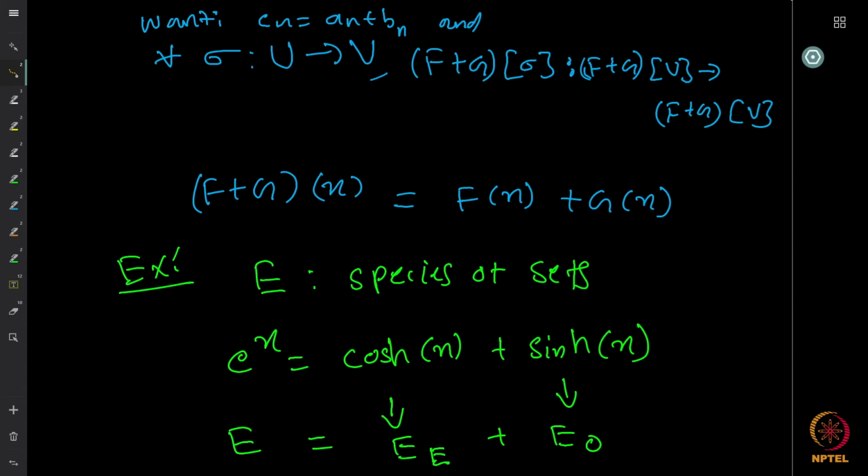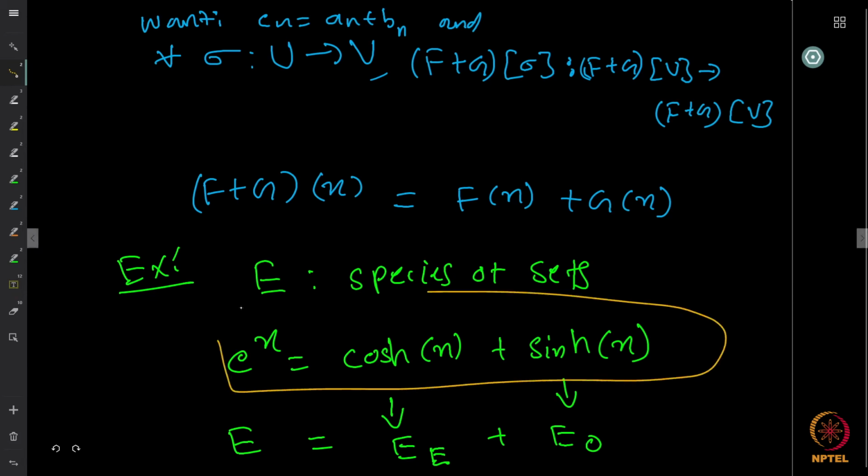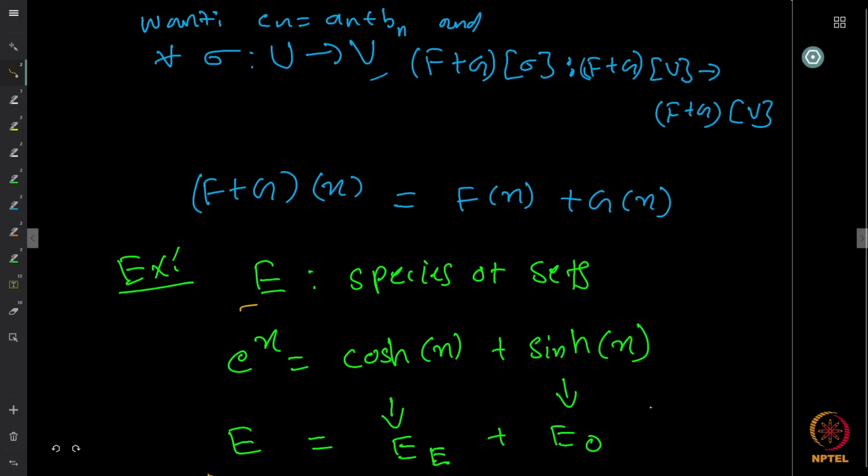So if you find it easier to prove that E is this and O is this, then you have another proof of this identity, or using this identity you have a proof of this. I mean, all these things one can do.